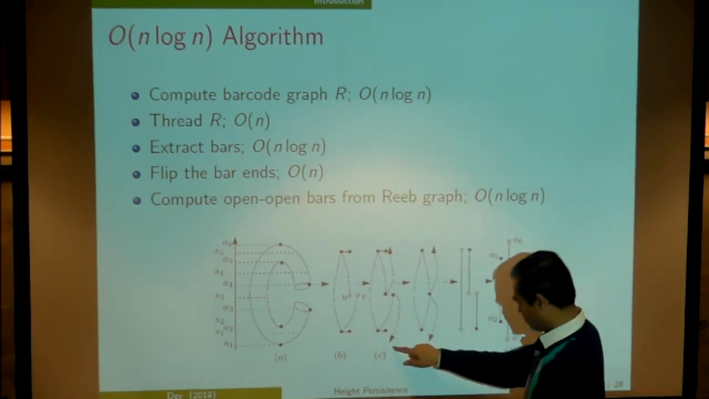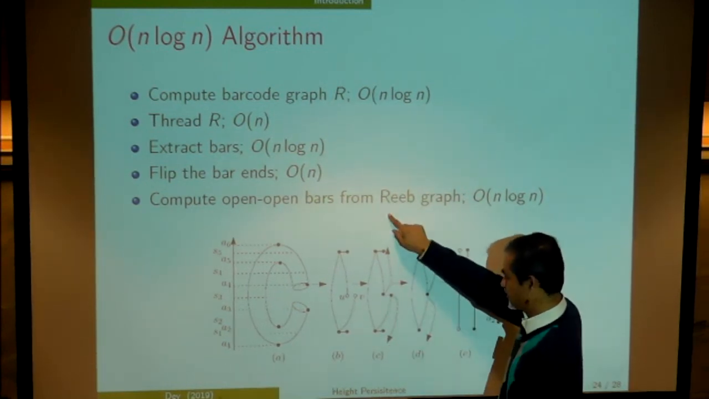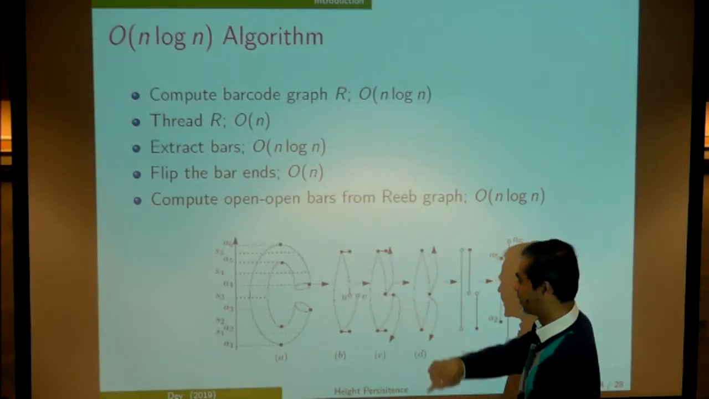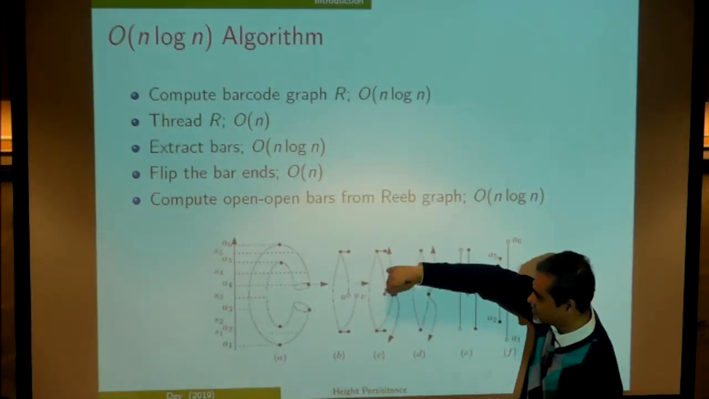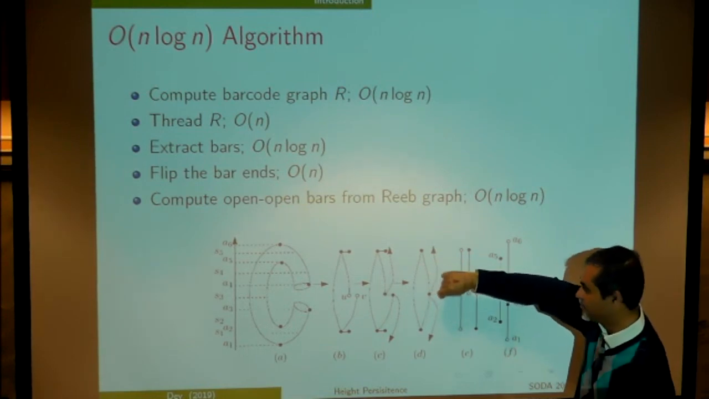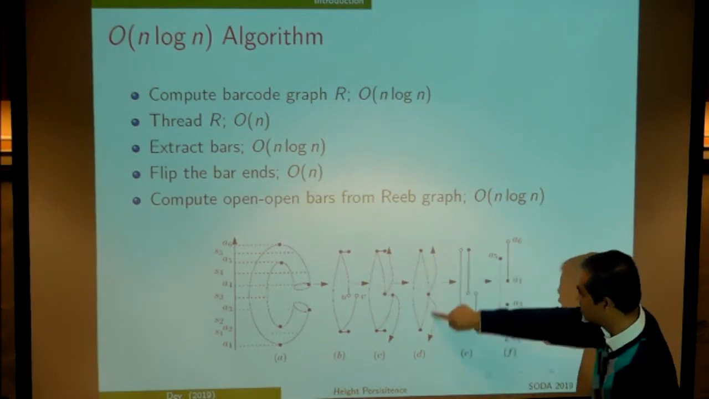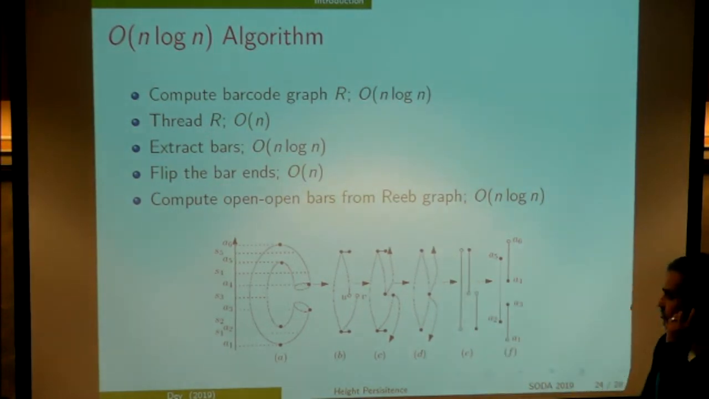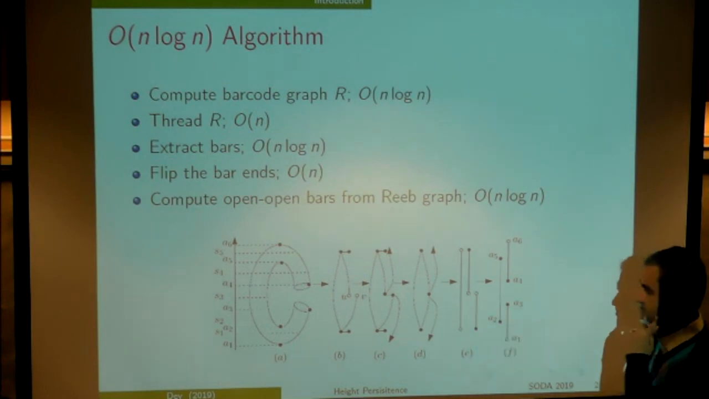Now with the threading, you thread it, you connect it, so this is the next step, and then all the vertices at the same level you can coagulate. It's the same, and then you get this graph. From this graph, with the algorithm I told you, you will get these three bars.